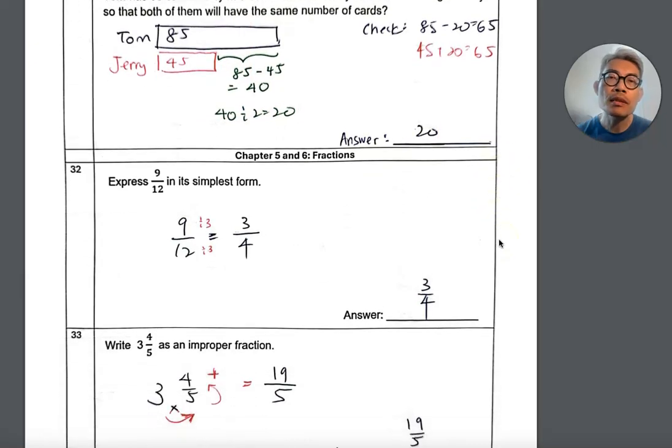Express 9/12 in simplest form. That means I just simplify it. I try to divide the numerator and the denominator by the same number. And I notice that 9 and 12 are all in the 3 times table. So I can do this. I divide 9 by 3, I get 3. I divide 12 by 3, I get 4. And I have 3 quarters.